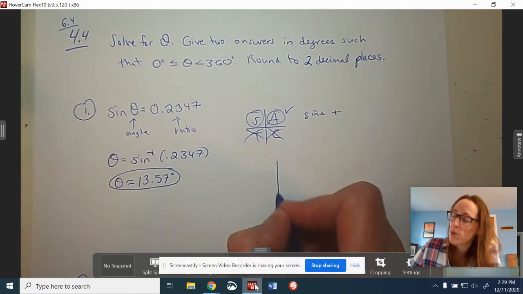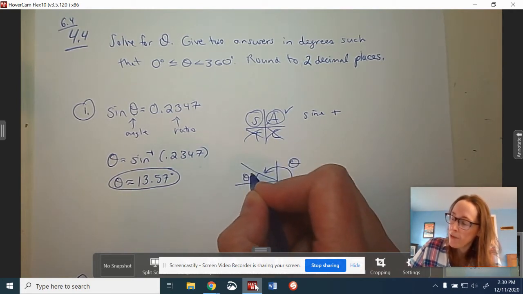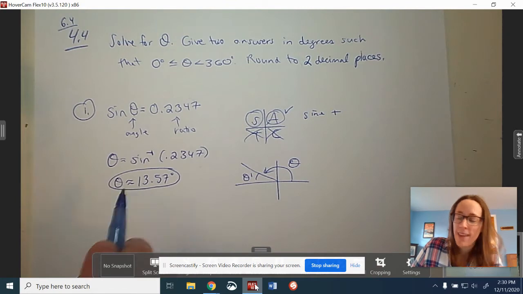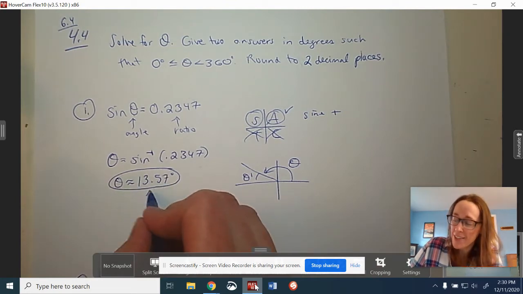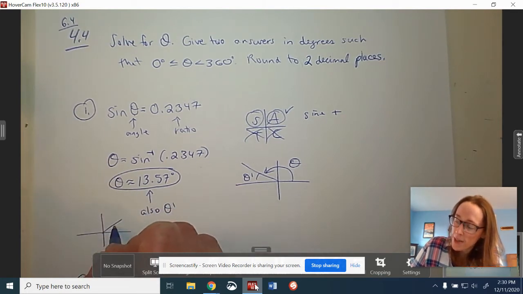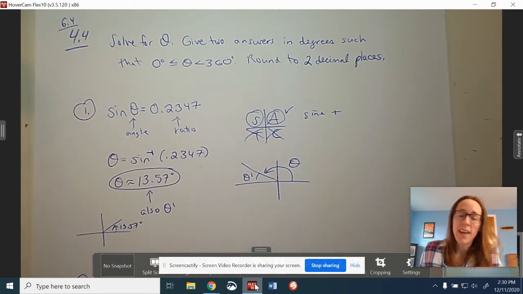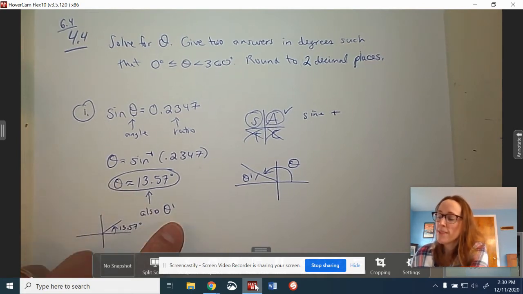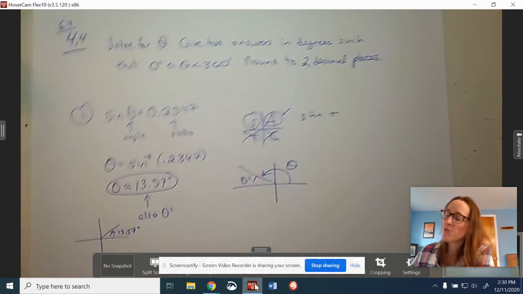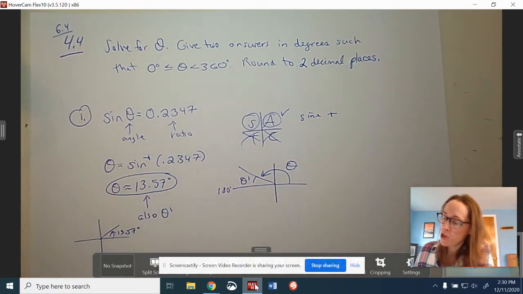What we need to do is go to quadrant 2 and find the angle that has the same reference angle as that. Now, since this is an acute angle and it's positive, that is the reference angle. That's also theta prime, because if I were to sketch 13.57, the acute angle between the terminal side and the x-axis is 13.57. So not only is this an answer for the problem, but this is also our reference angle. So when we go over here to quadrant 2, we're going to fall short of 180 by that much.